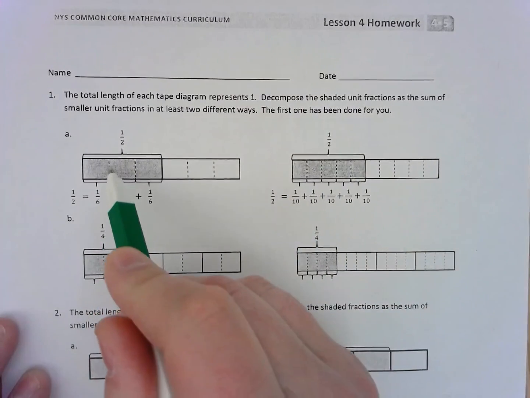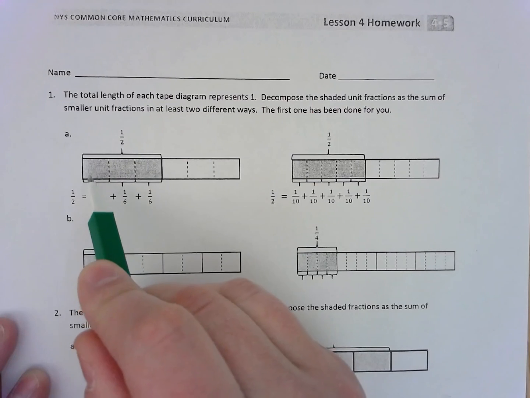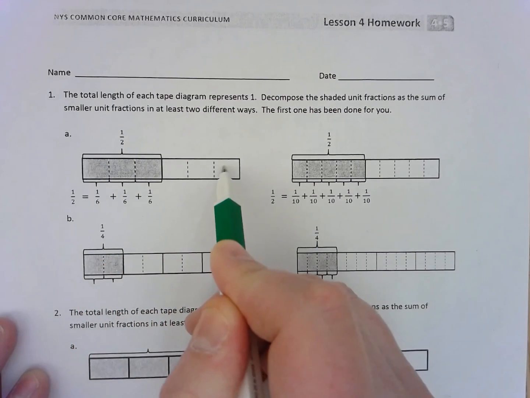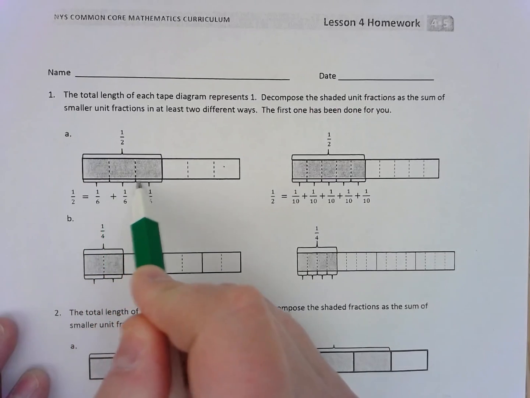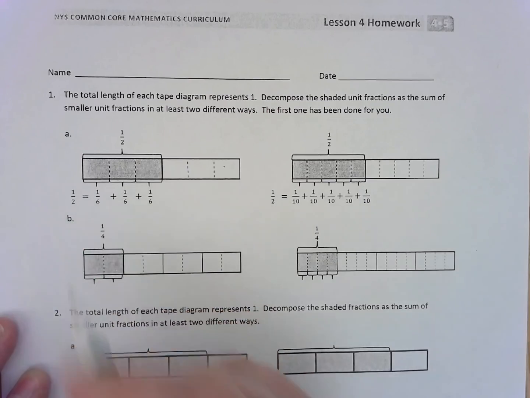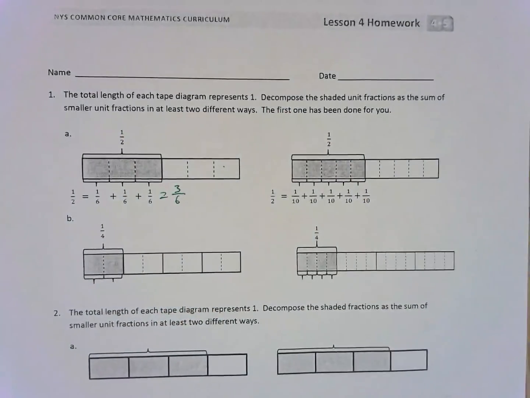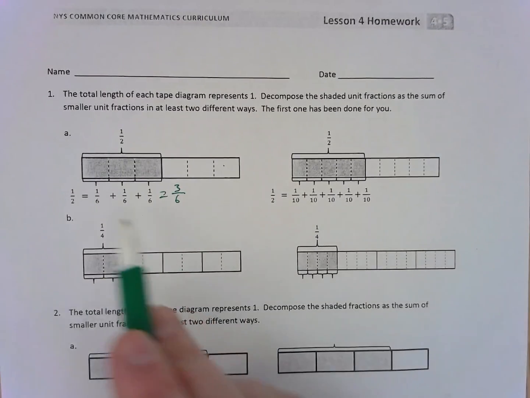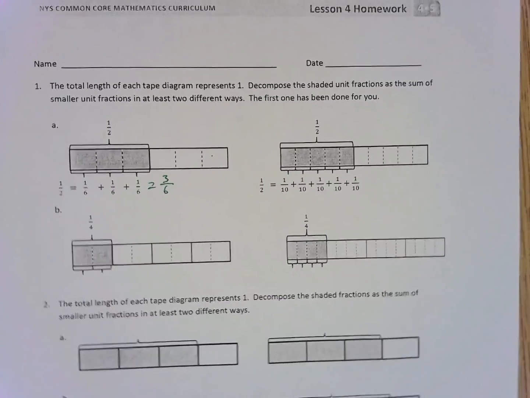So they chose to split each part up into thirds. So now we have 1, 2, 3, 4, 5, 6 total parts. So each one of these is worth 1/6, 1/6, 1/6. And we're showing that 1/6 plus 1/6 plus 1/6 equals 1/2. And I was having the kids write that in there as well, just so that they can see that 1/2 equals all those added up, but it also equals 3/6.